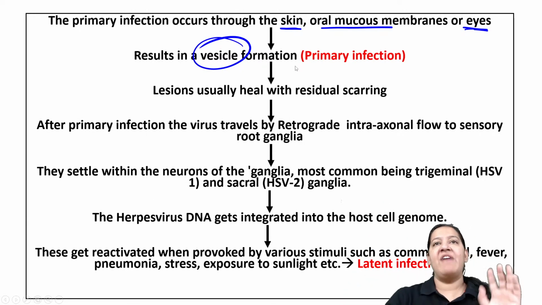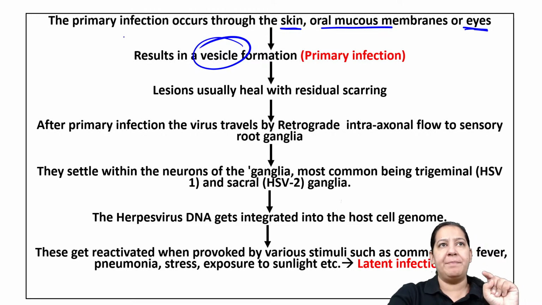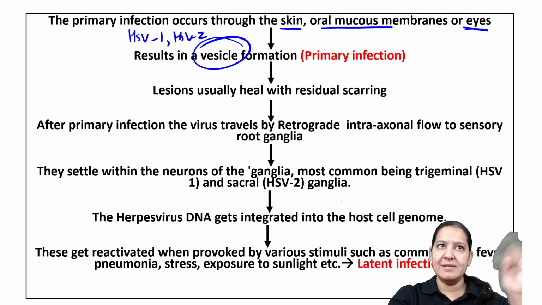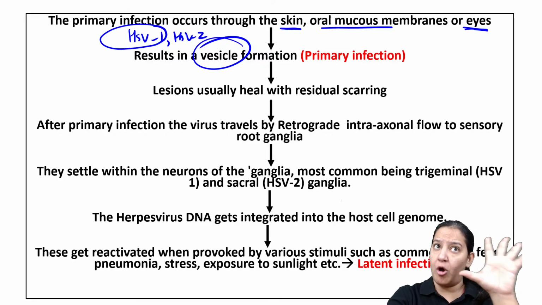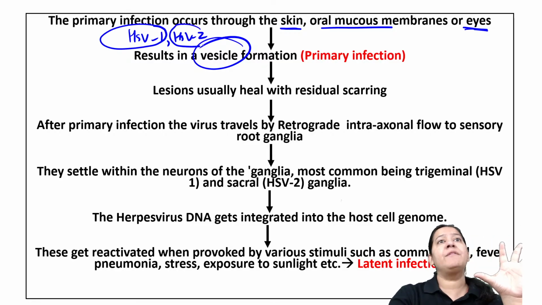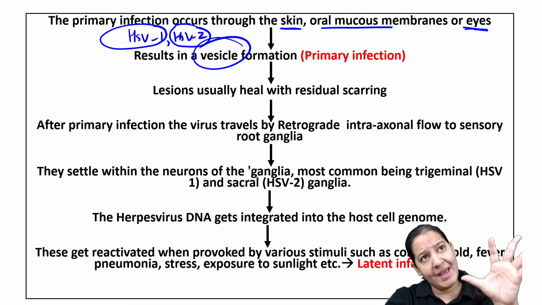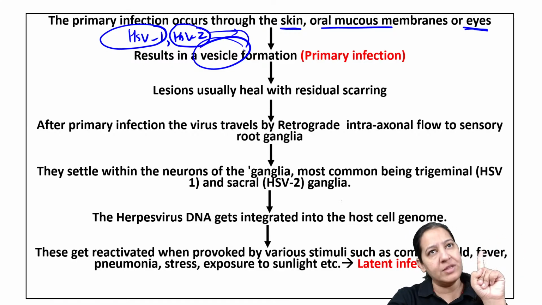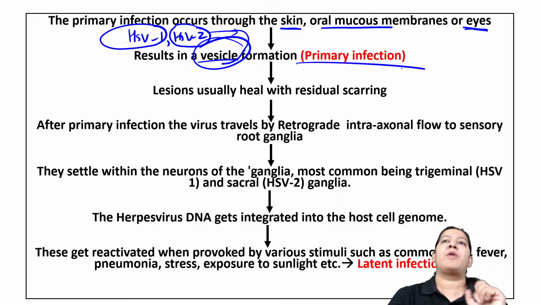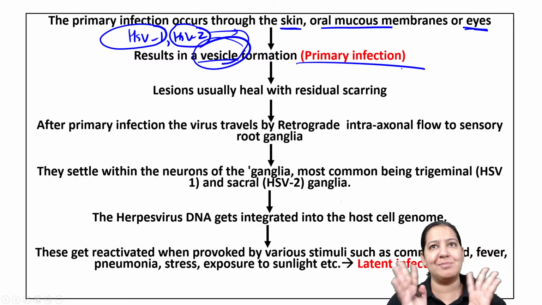So first, whether HSV1 or HSV2, let me write both here. Both of them enter the human body. The route is different. HSV1 will enter by respiratory route, droplet route or direct route. HSV2 will come into the human body by the sexual route. But once they come in, after going in the blood, they will go to the skin and form the vesicle. This is known as primary infection.